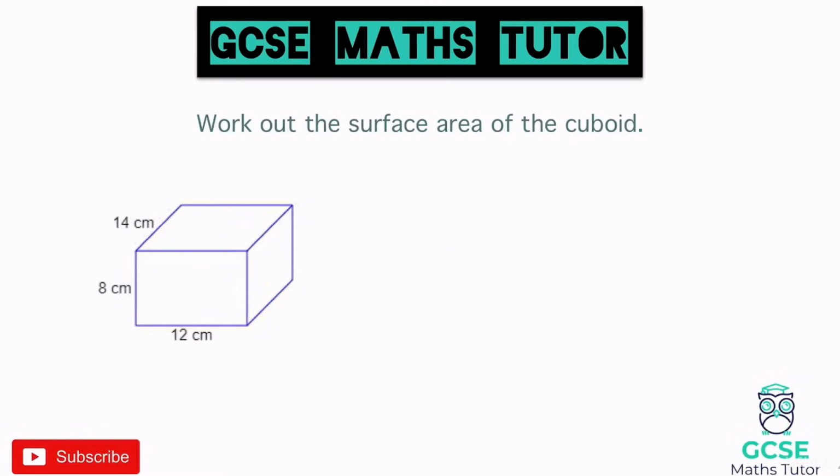So we've got to work out the surface area of this cuboid. Now there's only 3 surfaces we can see. We've got this one on the front, but there's also one on the back that's exactly the same.